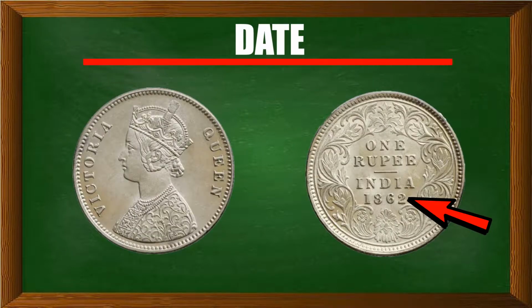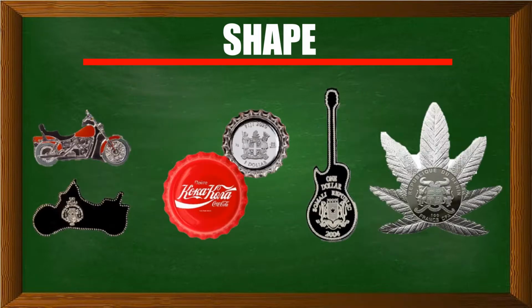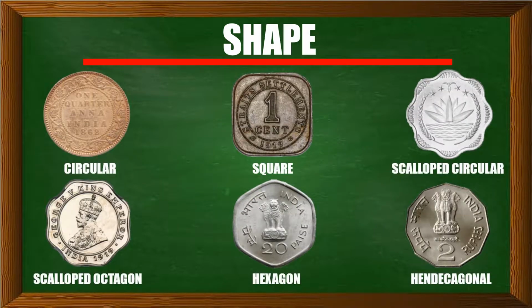Date. The date on the coin represents the year of minting. Shape. Generally, most of the coins are issued in circular shape. Circular coins are easy to handle and are more resistant against erosion. Some countries have even issued coins in odd shapes such as that of a guitar, bike, cola cap, etc. Most widely used shapes are circular, square, scalloped circular, scalloped octagon, hexagon, hendecagonal.